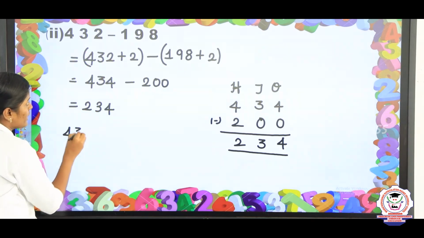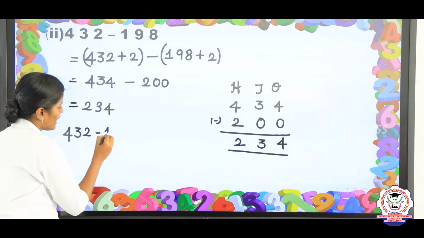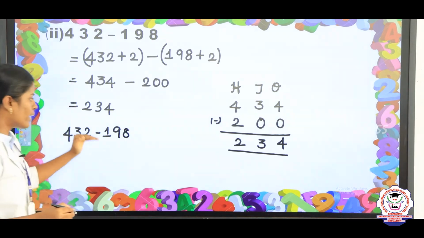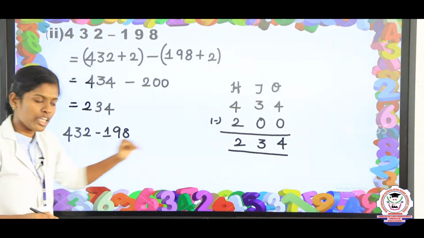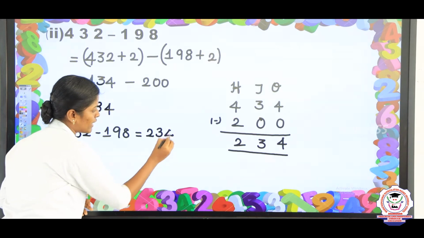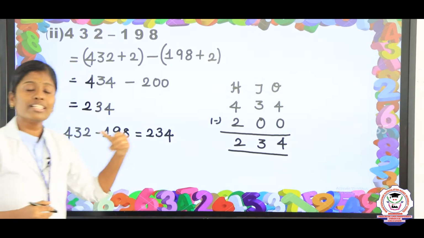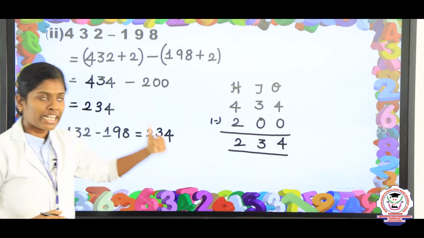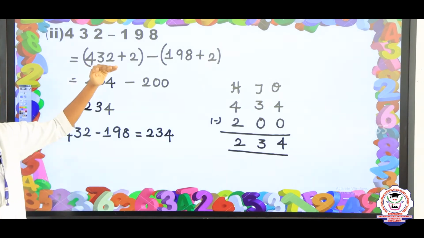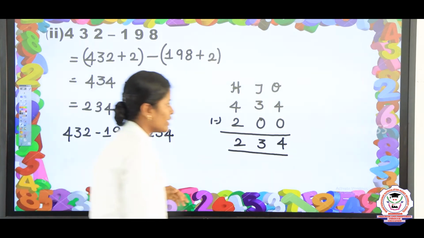Take the question: 432 minus 198 equal to 234. Now we are going to check whether this answer is right or wrong. Take the normal subtraction, 432 minus 198.